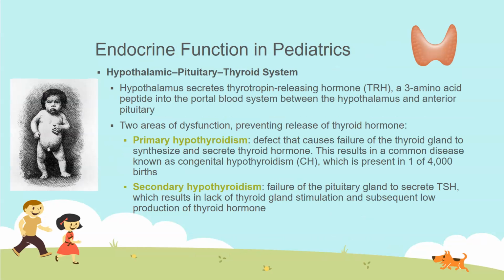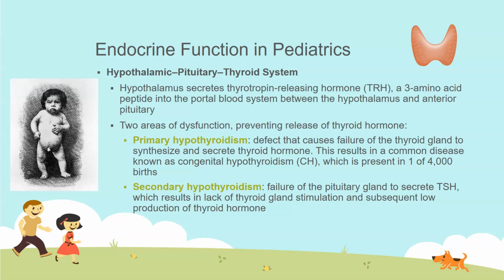So a little bit on the endocrine function. Let's look at the hypothalamic-pituitary-thyroid system. The hypothalamus secretes thyrotropin releasing hormone, which is TRH. It goes through the portal blood system into the anterior pituitary, and then it causes the anterior pituitary to release thyroid stimulating hormone, which then goes to the thyroid and causes the thyroid to make and release T3 and T4, which then flows into the body and governs metabolism, energy production, growth, all kinds of things.